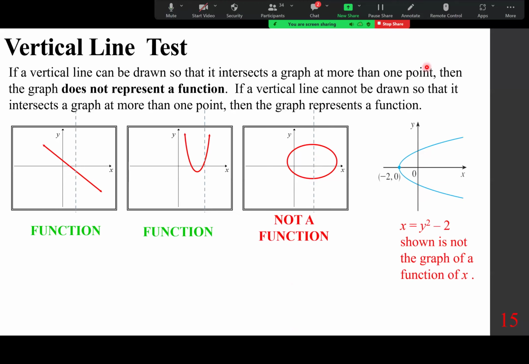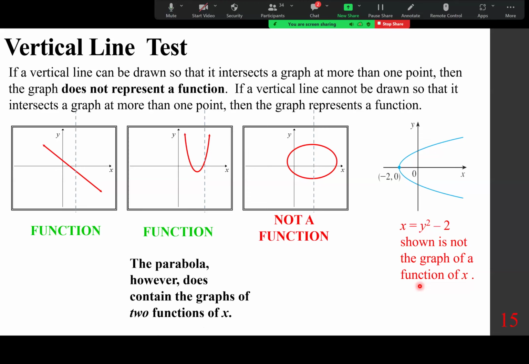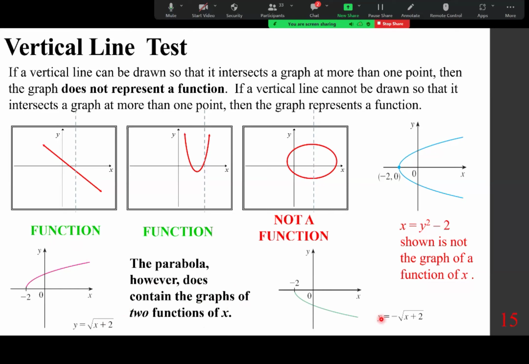However, this has the equation x equals y squared minus 2. The parabola that opens sideways shown is not the graph of a function of x. You can cut that into two pieces and each one becomes a function. The parabola, however, does contain the graph of two functions of x if you cut them in half as follows. The top half is y equals square root of x plus 2, and the bottom half is y equals minus square root of x plus 2.